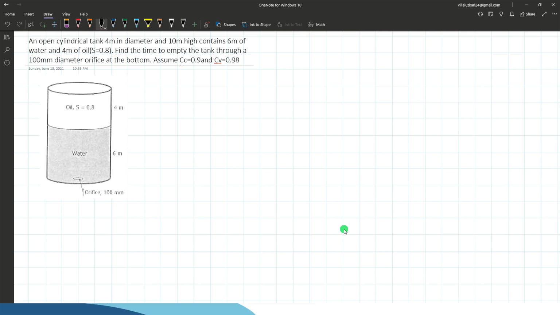We have a general solution of T equals 2As over CdAo square root of 2g, multiplied by the square root of H1 minus the square root of H2. If the container is prismatic, we can use this solution. But in this problem, we have two types of liquid. We have water and oil.